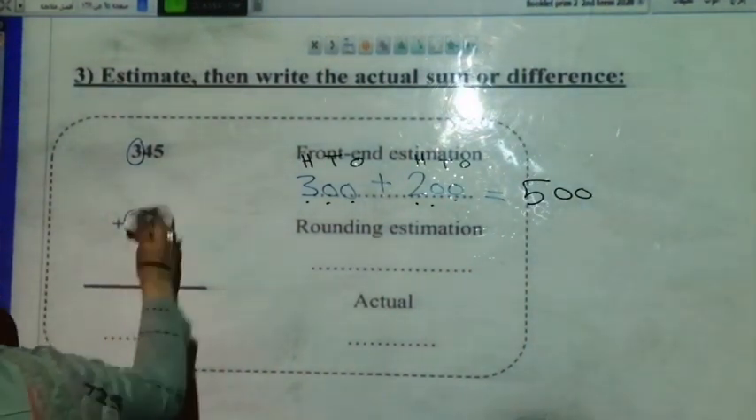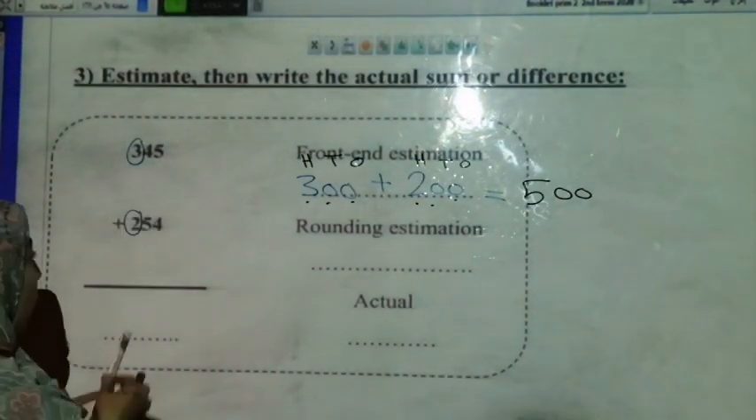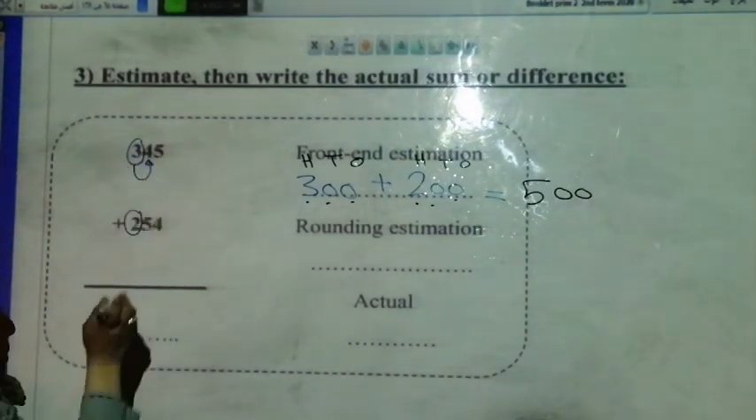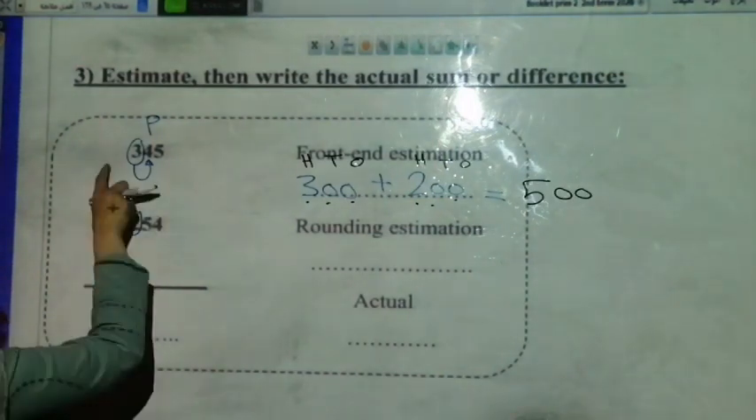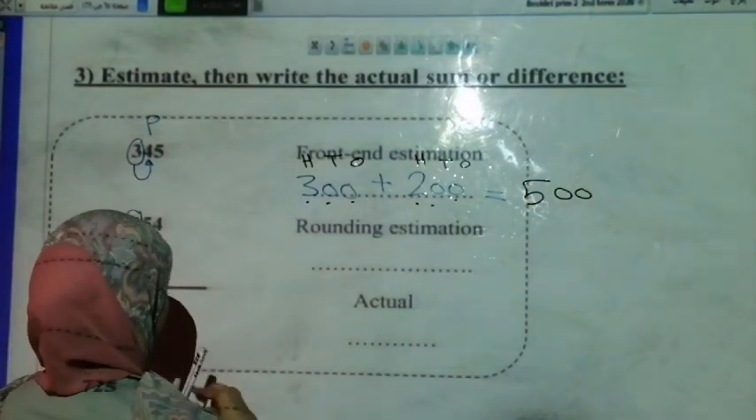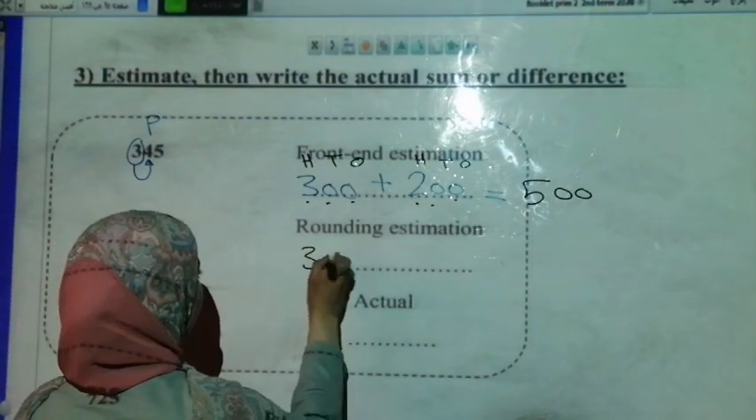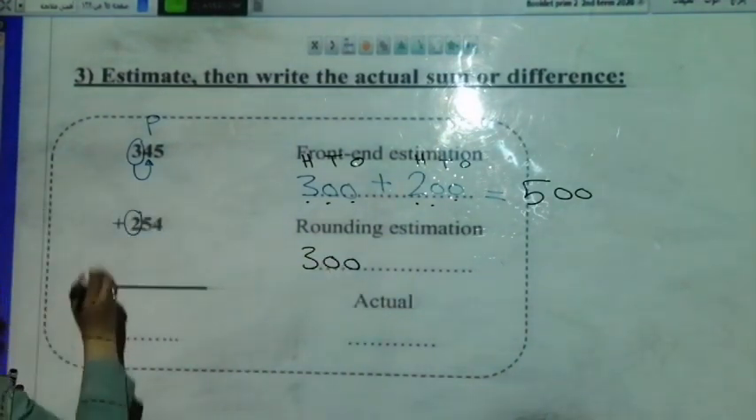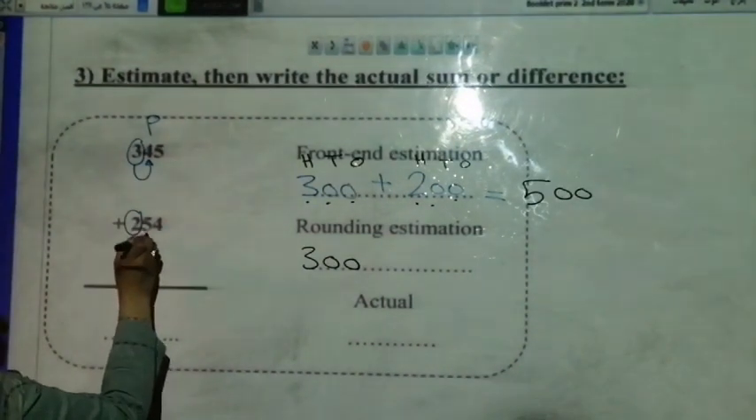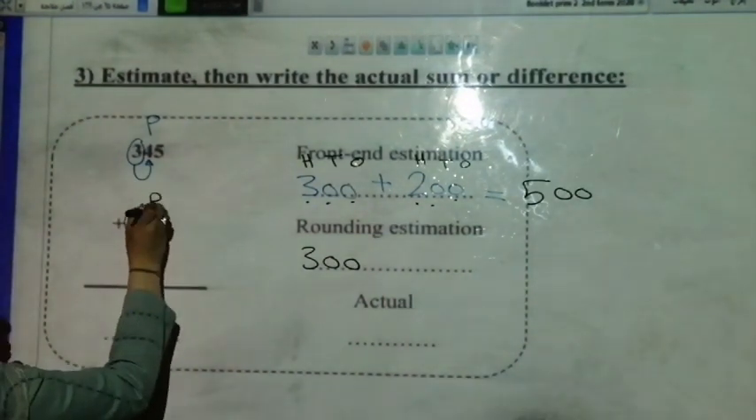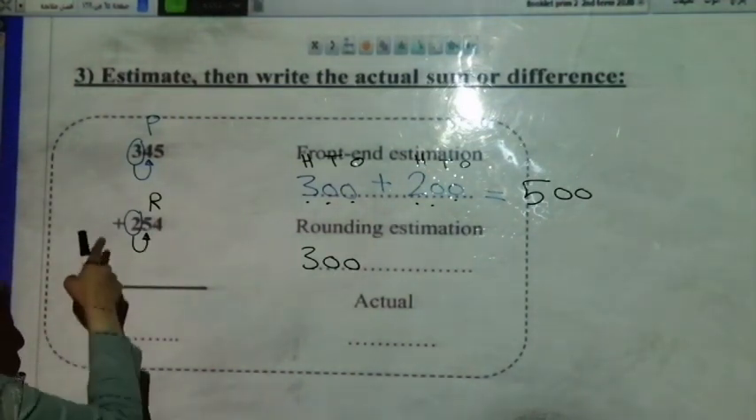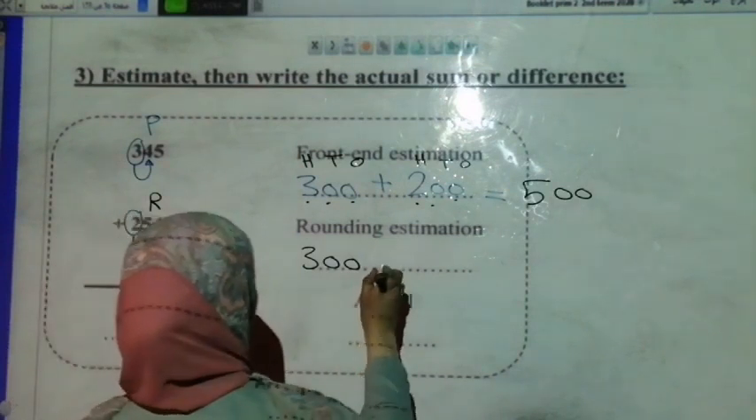Estimate to the nearest 100. Circle around the hundreds. Look at the digit before hundreds. 4 in tens. 4 is poor. So 345 rounds down to 300. Circle around hundreds. Look at the digit before hundreds. 5 in tens. 5 is rich. So 254 rounds up to 300.